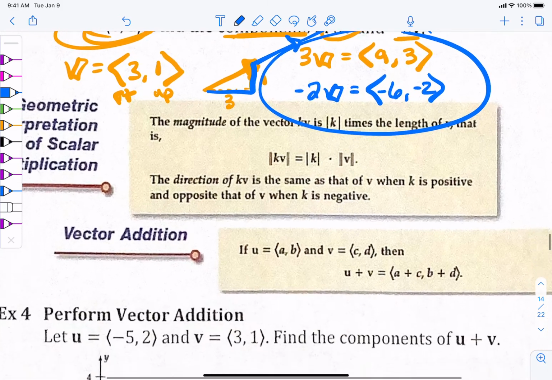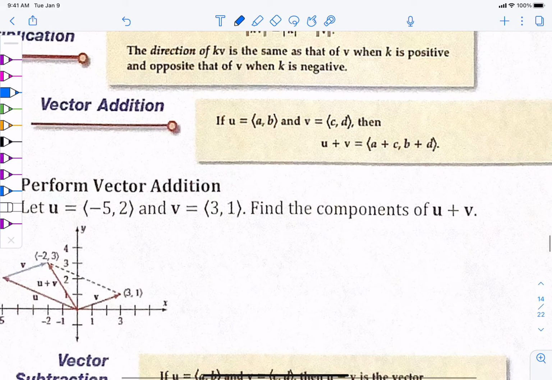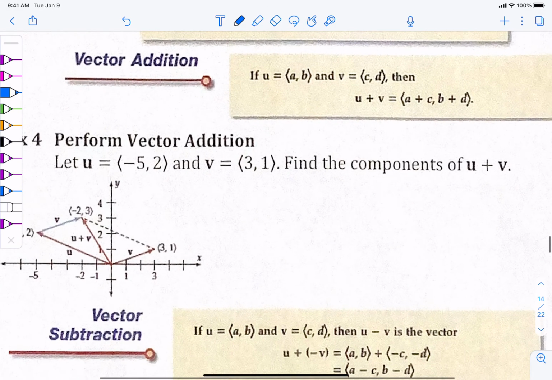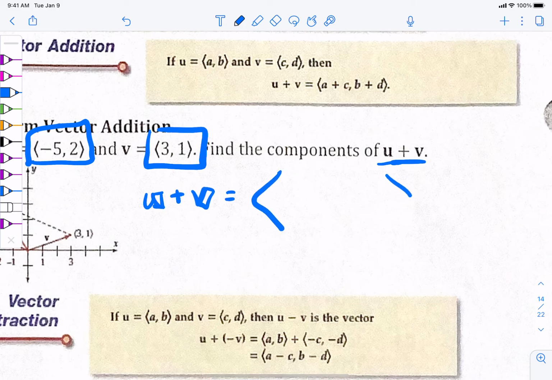Okay, good. Vector addition. We know what it looks like to add vectors together, but what does the component form look like? So they say that u is this guy here and v is this guy here. Those are the components, and they want us to calculate what u plus v is in component form. Negative 5, 2, and 3, 1. What will that look like in component form if you add them together?